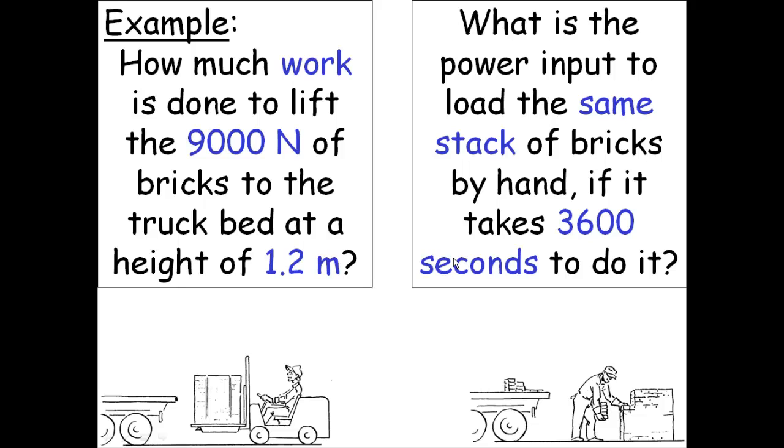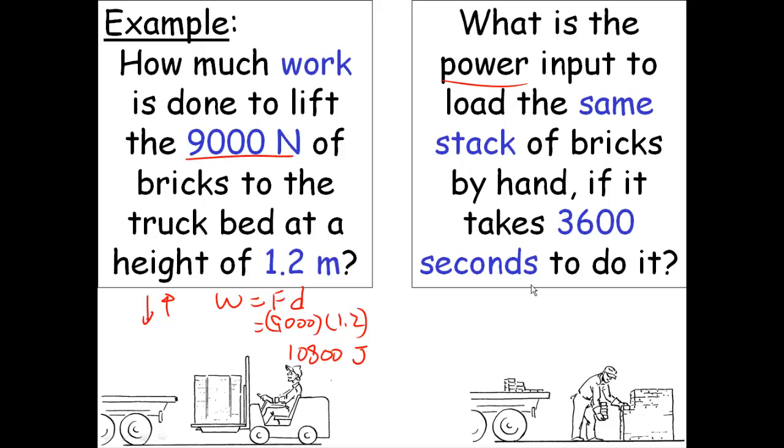So let's do some calculation. How much work is done to lift 9,000 newtons of brick to a truck bed that's a height of 1.2 meters? Well, we know work is force times distance. The force is, by Newton's third law, if the weight is down, you must lift up. They're equal and opposite. 9,000, and the distance is 1.2. And of course, when you multiply that out, it's 10,800 joules.